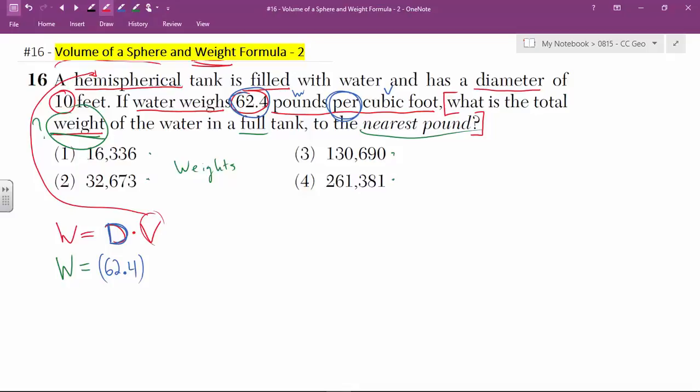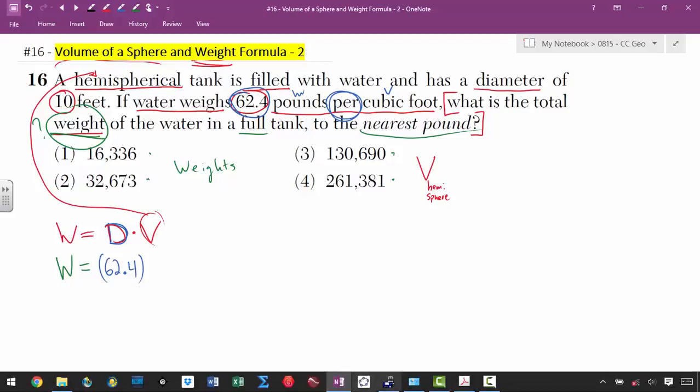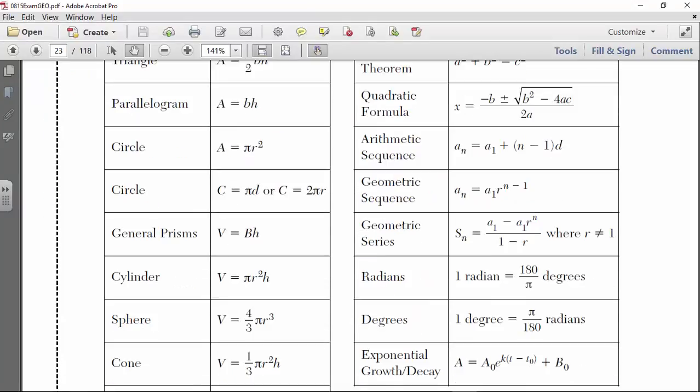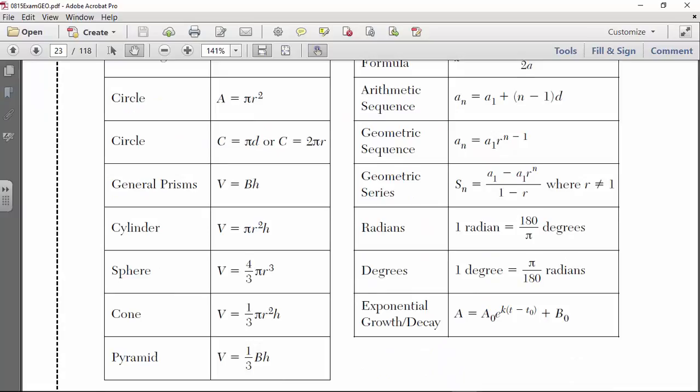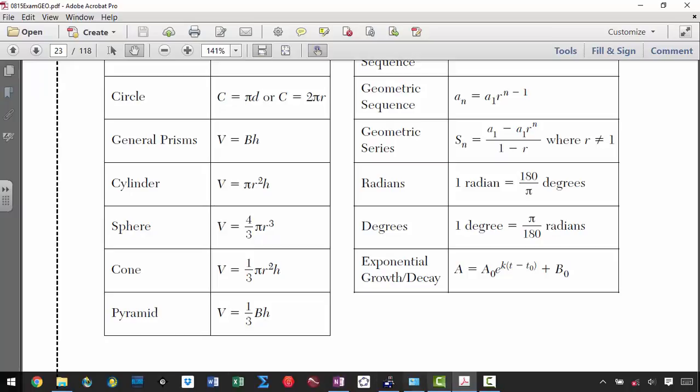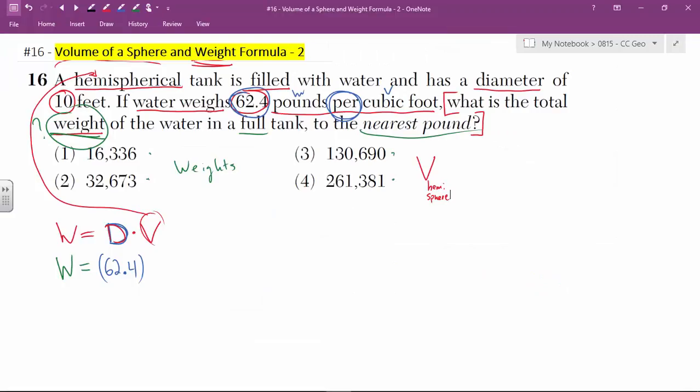So I'm going to do a volume calculation for a hemisphere. And you know what? If you forget, what's cool is you can go back in the exam and look at the reference sheet. It's all the way at the end. And you can see right here, they tell you volume of a sphere. Sphere volume equals 4/3 pi r cubed. That's a nice little assistance they give you. So I'm going to write that out. Volume equals 4/3 pi r cubed.